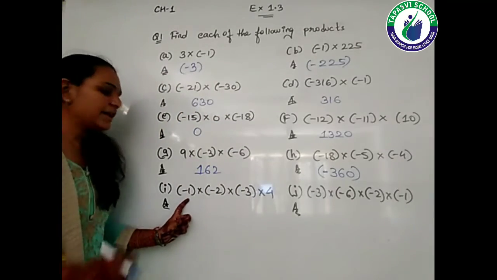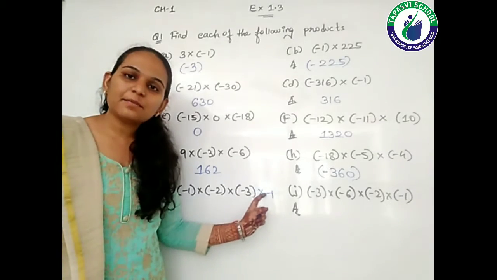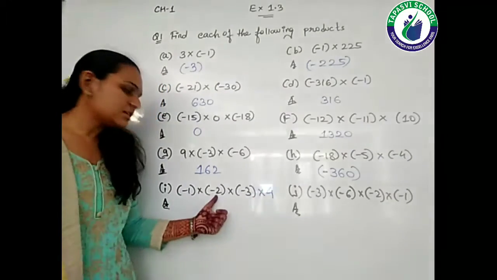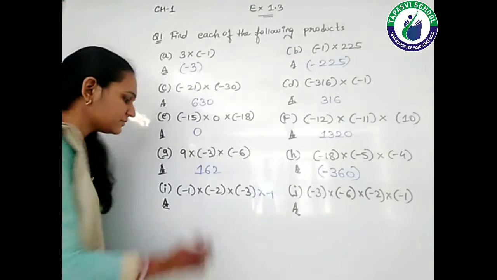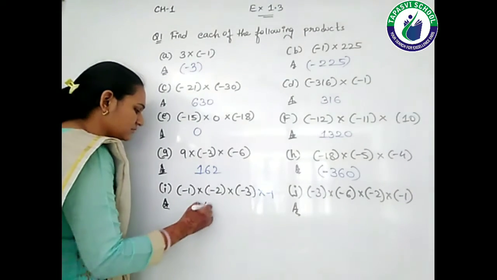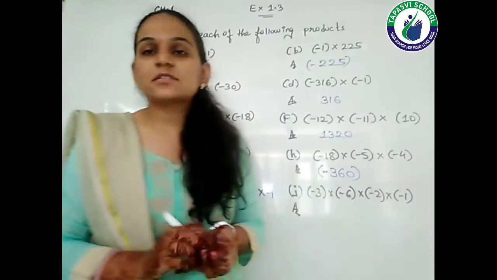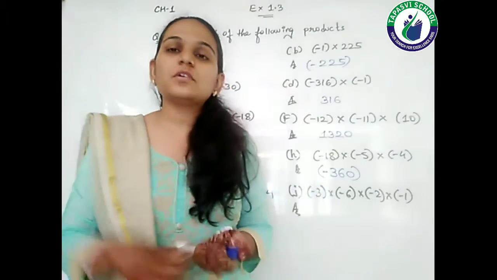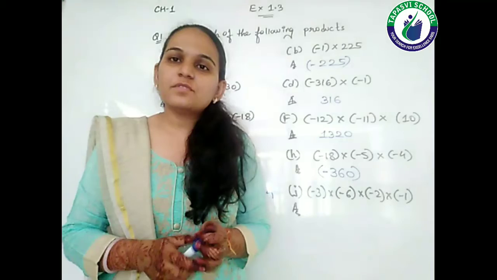Next one, minus 1 multiplied by minus 2 multiplied by minus 3 multiplied by 4. So 1 2s are 2, 2 3s are 6, and 6 4s are 24. How many times is the negative sign coming, students? The negative sign is coming 3 times. So 3 is odd, right? So the answer will always be negative 24.